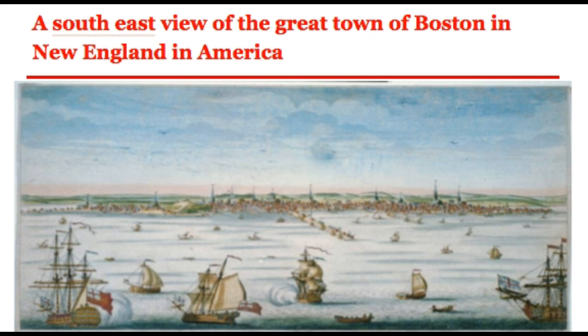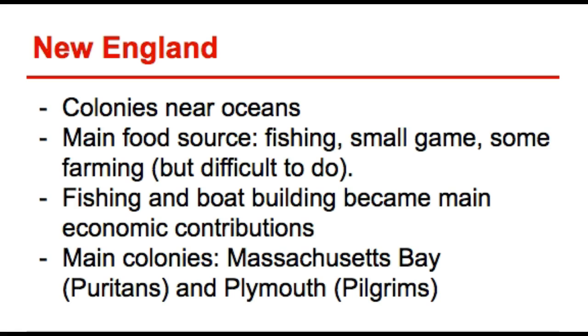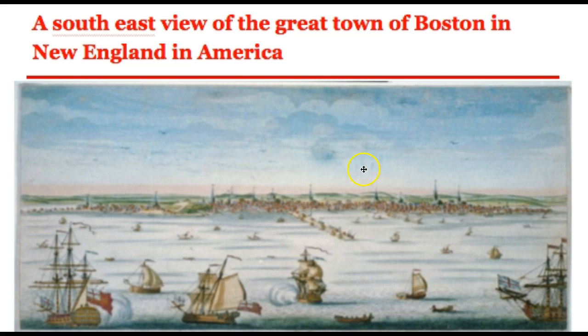All right. Now we're going to go back to your Cornell notes. You already had colonies are near oceans. Let's add some more. Their main food source, as you could probably guess from the picture, is going to be fishing. Small game, because there is some forest back here, but look, they have all these fishing boats.